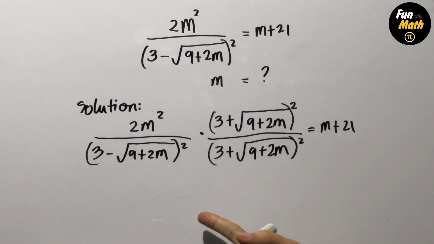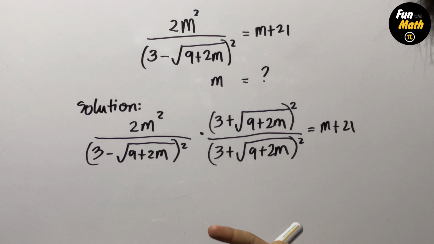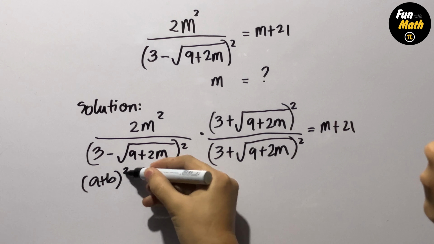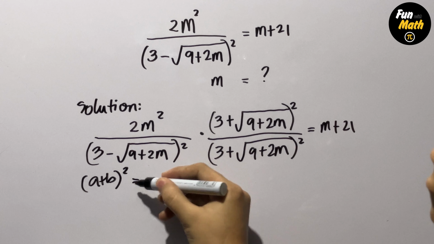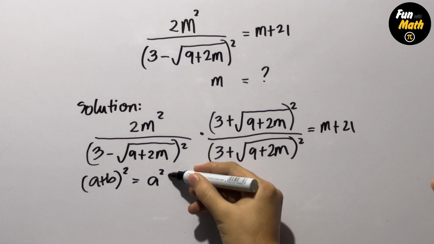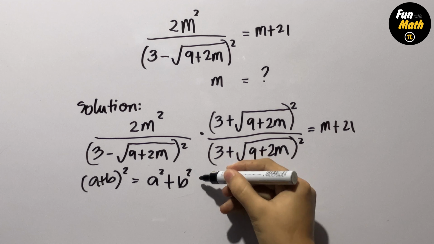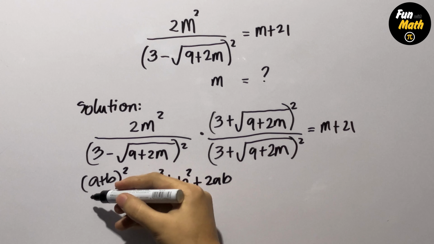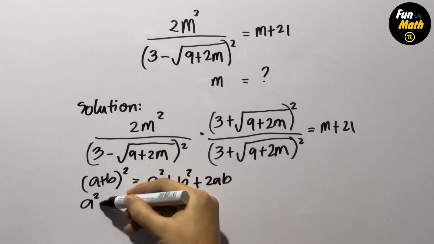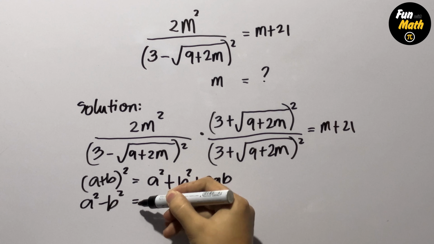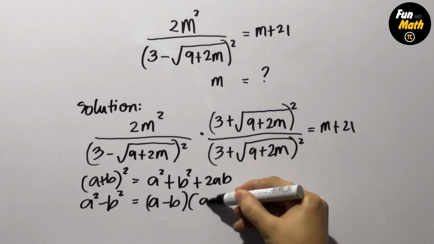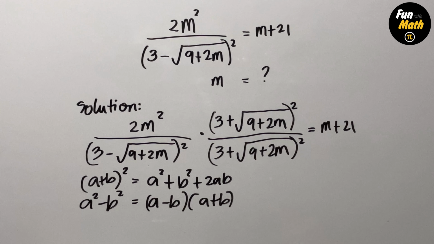Now let's recall the following identity. We have a plus b whole to the power of 2, which can be expanded as a squared plus b squared plus 2ab. And another identity is a squared minus b squared, which is also equal to a minus b times a plus b. So we're following this identity.